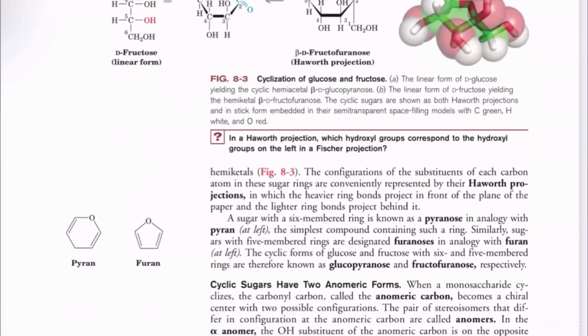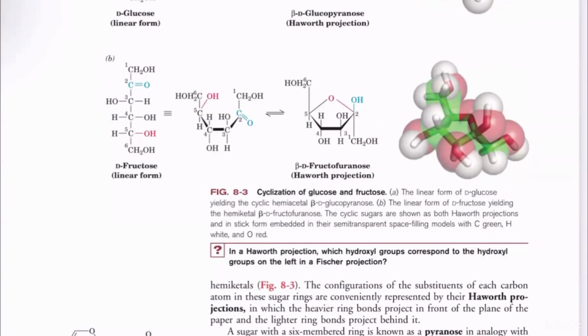There is a question also over here. In a Haworth projection, which hydroxyl groups correspond to the hydroxyl groups on the left in a Fischer projection? Hydroxyl groups which are on the left are at the top in the ring structure.